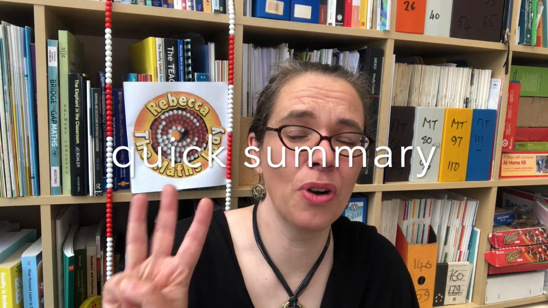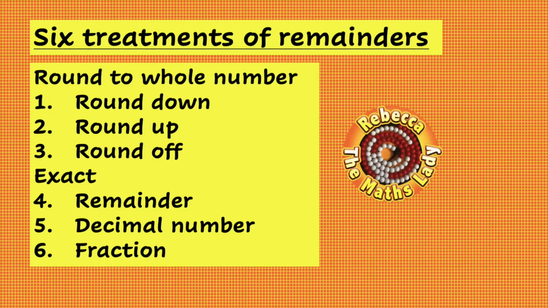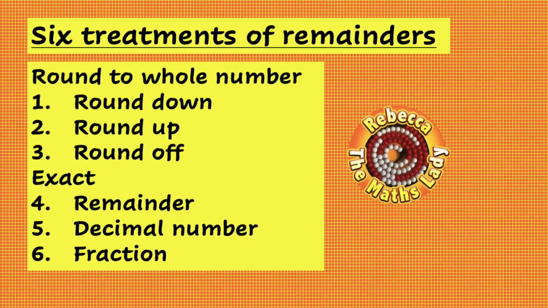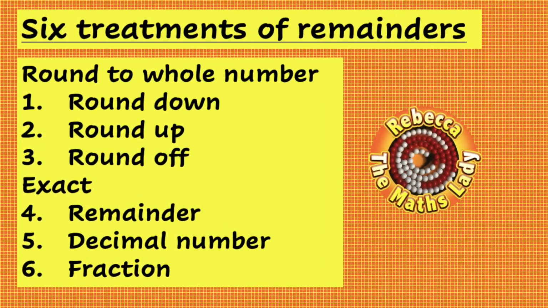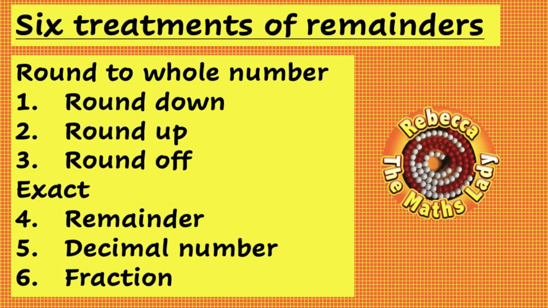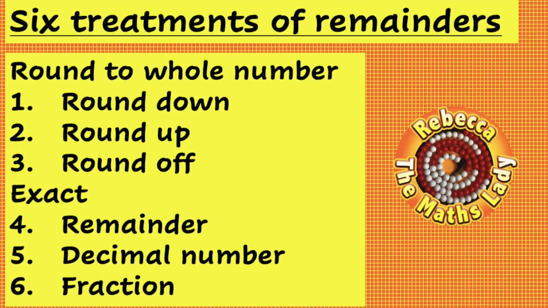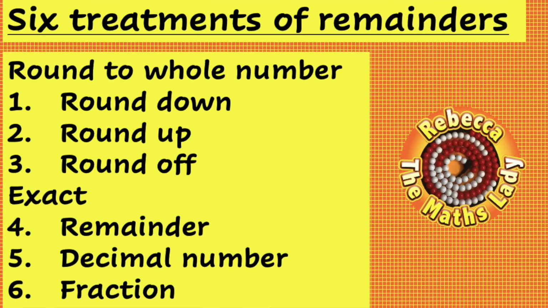In this video I'm going to be talking about the 3 approximate ways of dealing with answers from divisions when they aren't integers, and integer just means whole numbers, and they are rounding up, rounding down and rounding off. And the 3 exact ways of dealing with answers that aren't whole number answers, and they are leaving a remainder, giving the answer as a fraction, and giving the answer as a decimal number.